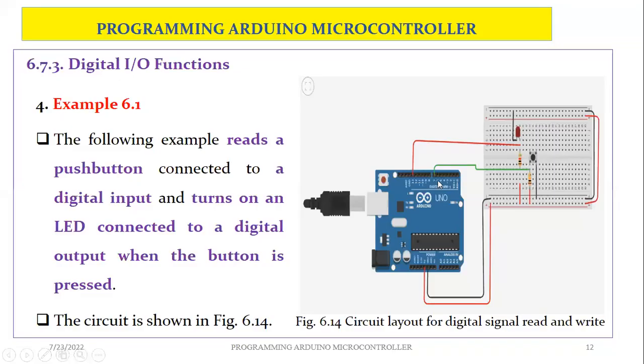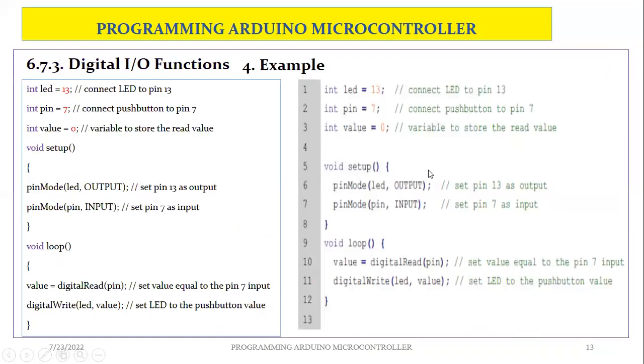So thank you very much for listening to me. In this example, we've looked at how we can read a digital input from a digital push button using an Arduino microcontroller and using that value to turn on or off the LED. Thank you. That is all for now. Bye-bye.